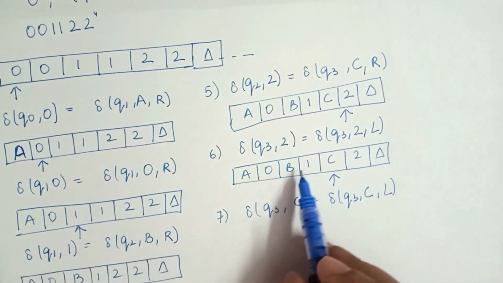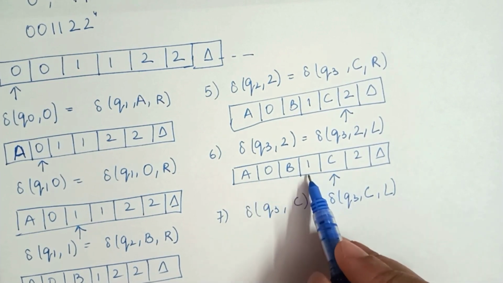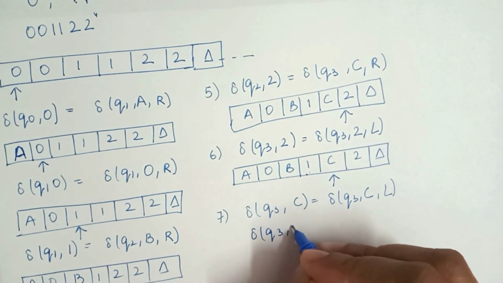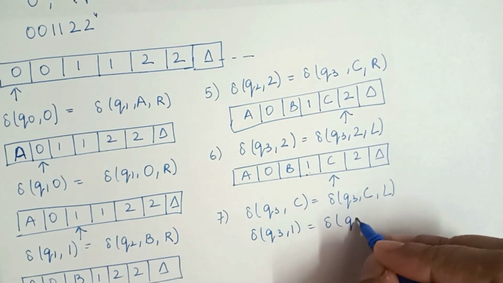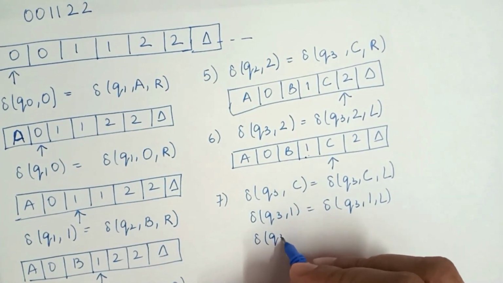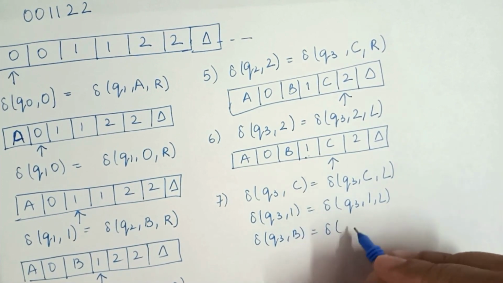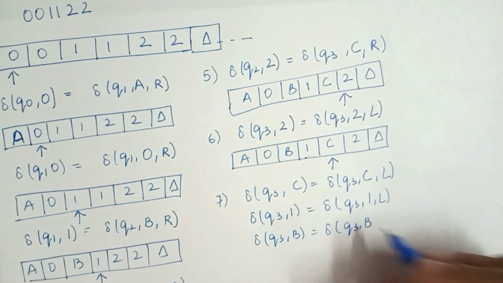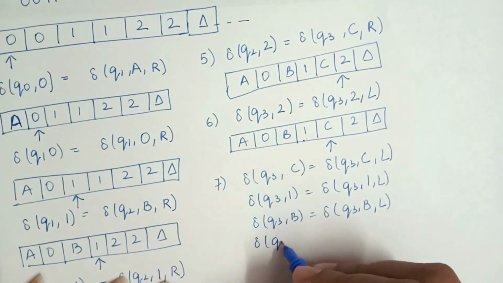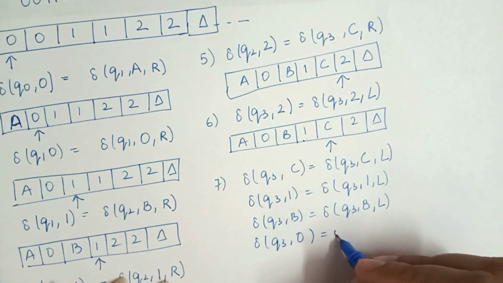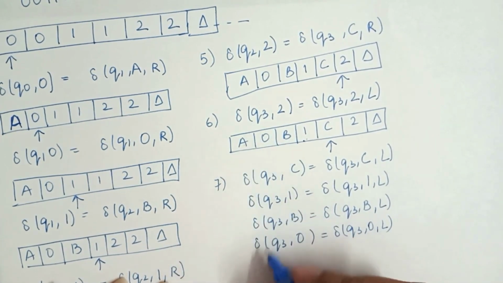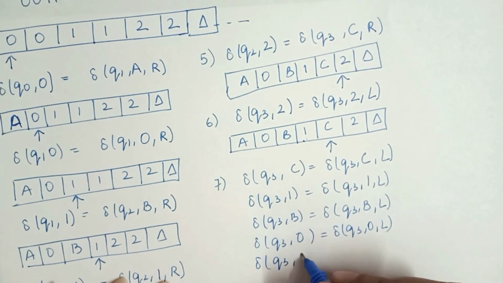So we are taking simultaneously one by one. After C, it will be on 1, so Q3 1, so it will remain on Q3 1 and left. After 1, this is capital B, so the state will not change, symbol will not change, and we move left. After B, we are on 0, so it will remain Q3 0 and then left. After 0, we are on A, so Q3 A.